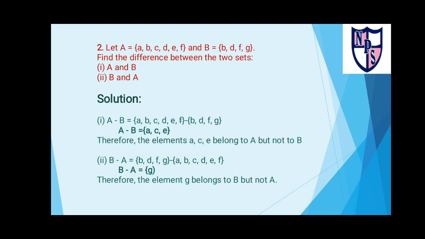Similarly, in the second part, where we have to find out B minus A, first of all we wrote set B, then set A. As G is a remaining element of set B and B, D, F are common in both the sets, we dropped B, D, F and we will write G as the difference.